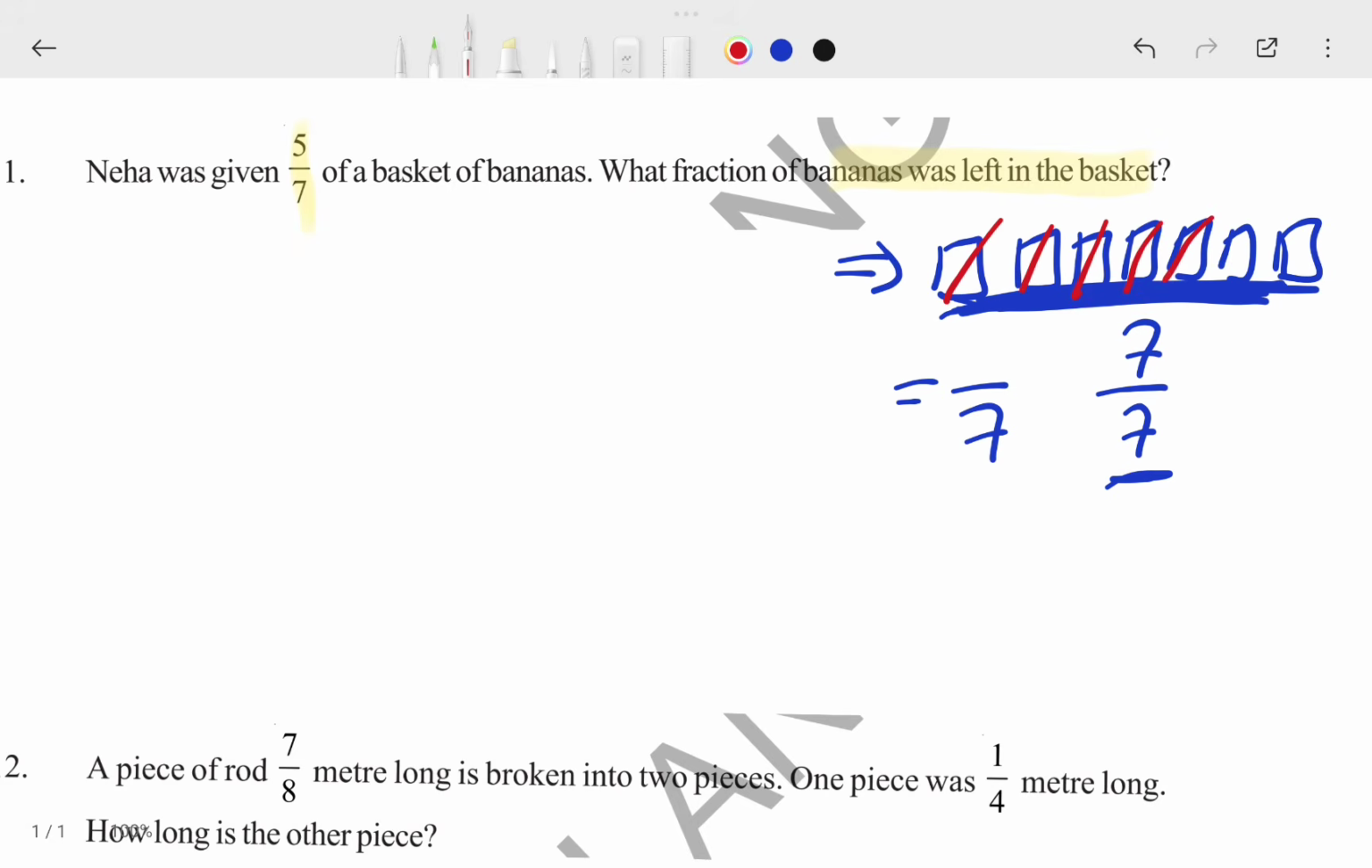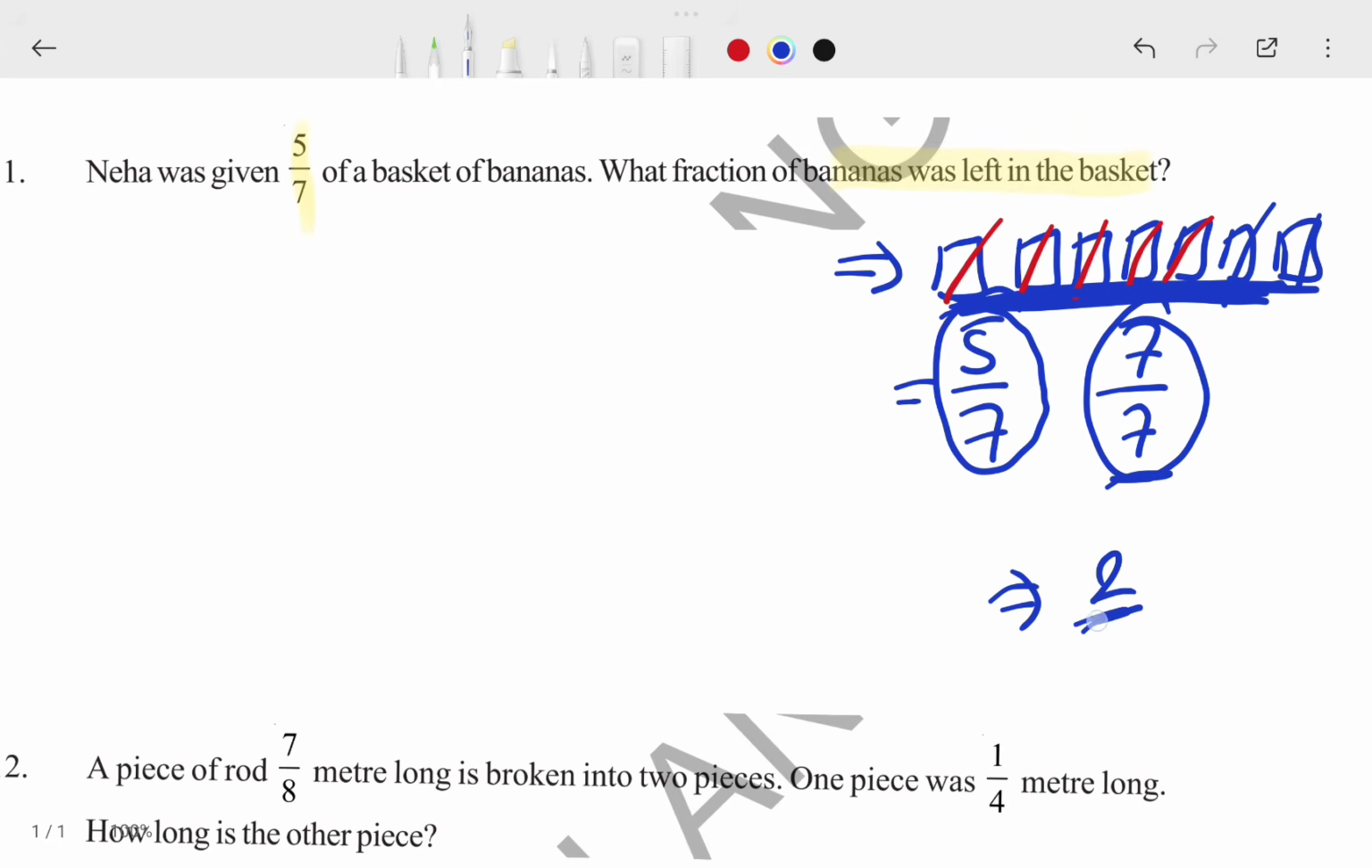5 boxes to your friend. So how many boxes did you give to your friend? 5 by 7. And how many boxes did you have? You had 7 by 7 boxes. So how many boxes do you have left? You have 1 and 2 left, 2 by 7. Of the 7 boxes, 2 boxes are left. Simply, the answer of this question is also 2 by 7.